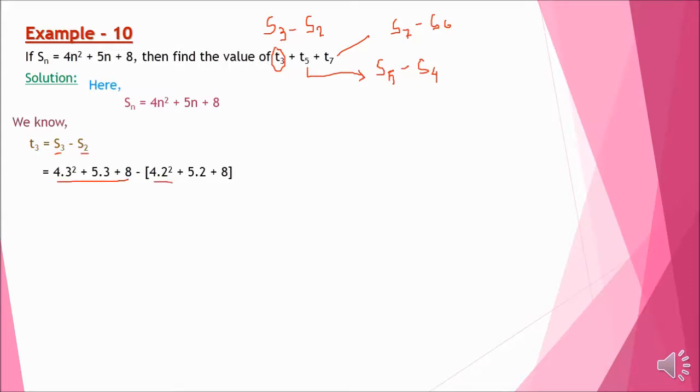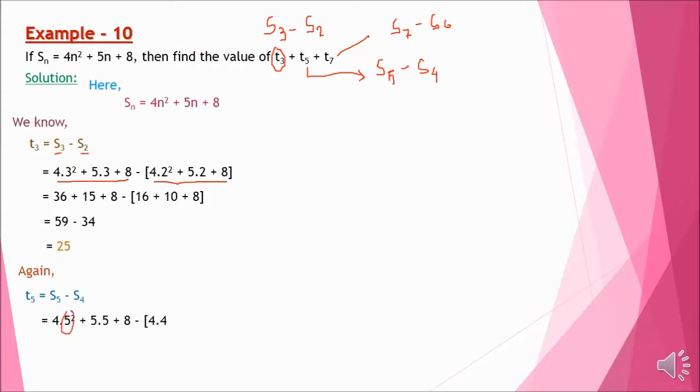Now again we have to find T5. T5 is S5 minus S4. Now the first part is for S5, 4 times 5 to the power 2 plus 5 times 5. This is n, this is also n, and here it's n. Now you have a calculator, you can use it. 133 minus 92. This entire part is 133, and this entire part is 92. Now on subtraction we get 41.